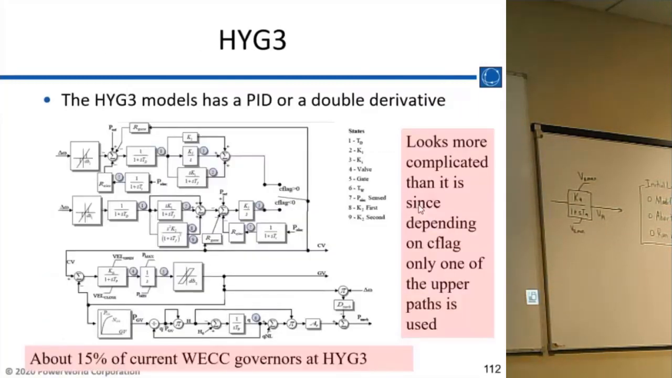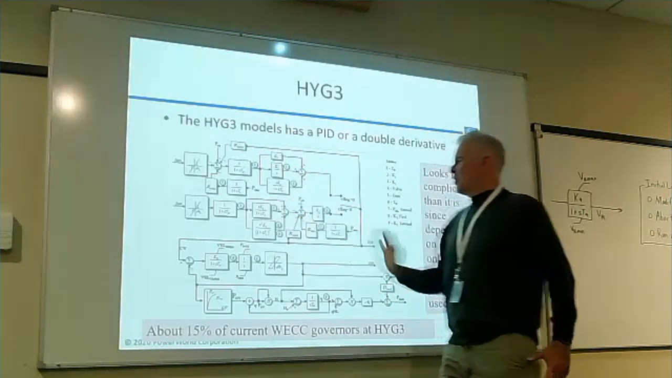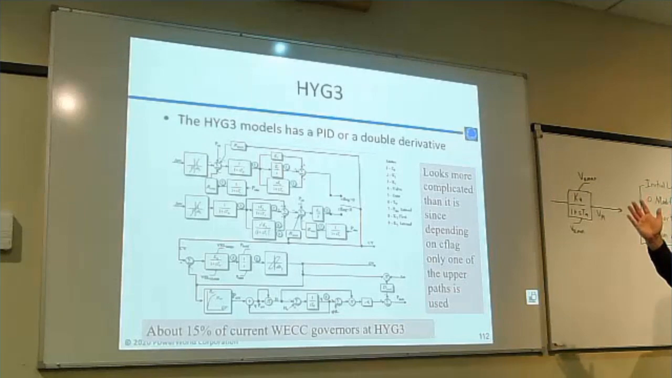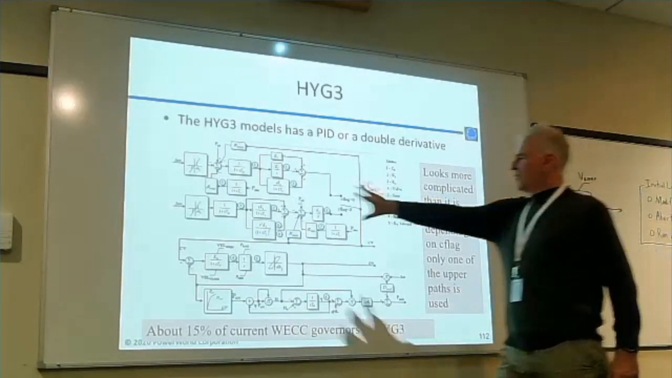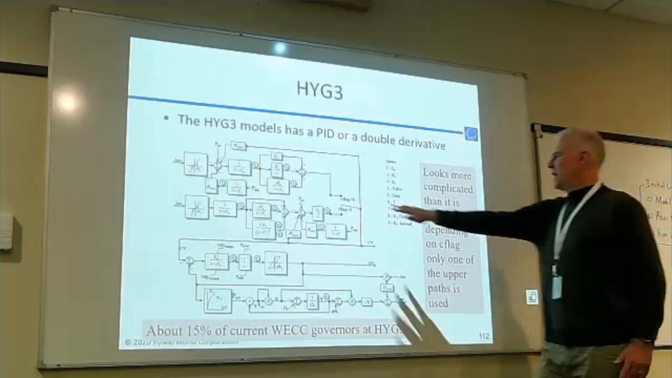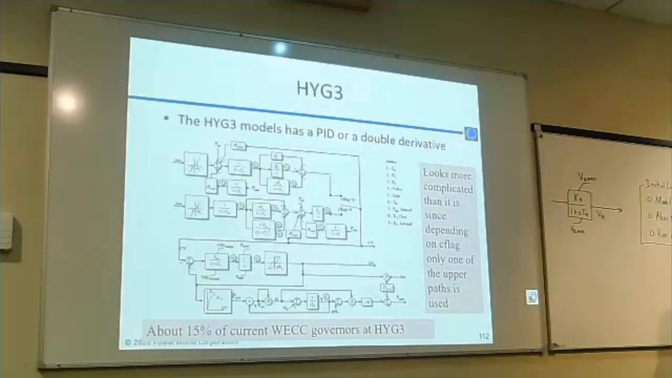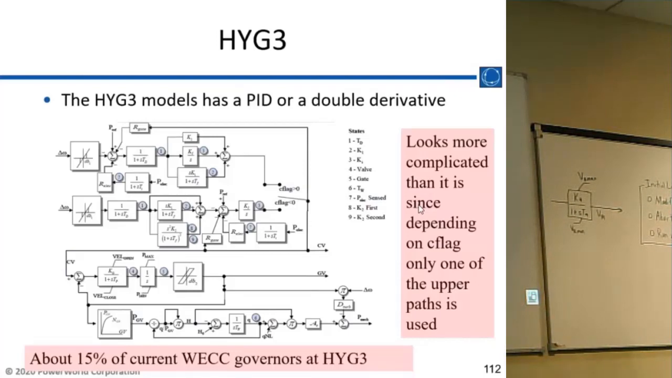Derivative control can improve control, but it can be sensitive to noise. So if you go to a HYG3 governor, which is about 15% of the WECC governors, it looks similar to what we saw with the HY-Gov, except it looks more complicated. It actually looks more complicated than it is because it has either a PID controller here or a PID controller where we first differentiate the input. Either this one is active or that one is active, but both aren't active at the same time. So it depends on the value of C flag. This is just a standard PID controller right there, and that's added to improve the control response on the governor.